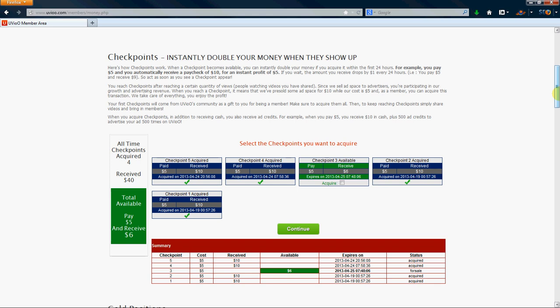Basically, what they're doing is, again, Uvioo is selling ad space, and so they share the revenue with you. What these checkpoints are is that after you've reached certain amounts of shares and views and everything on your account, they'll make available to you a checkpoint where they're selling ad space. They charge $10, so to say, for that particular ad space, but it's only costing them $5, so they keep $5 for their cost, and then they share the other $5.